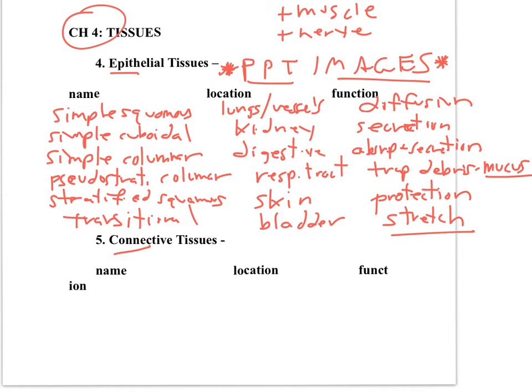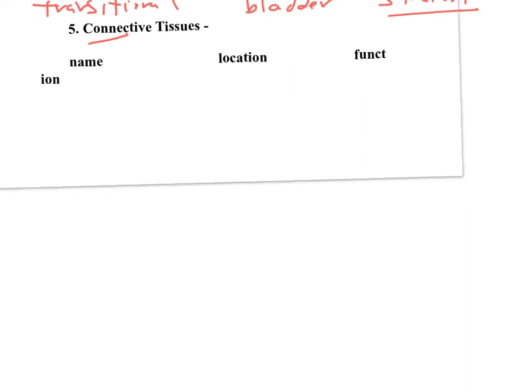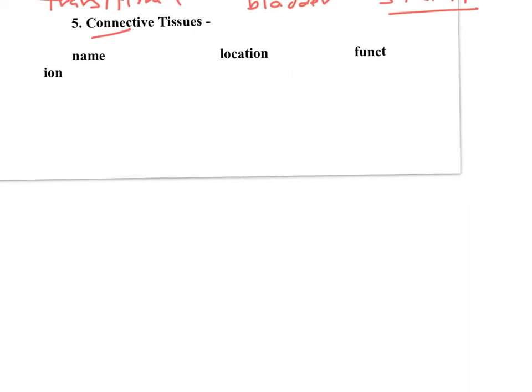Okay, moving on to connective tissue. This printed funny. There were 1, 2, 3, 5, 6, 7, 8.